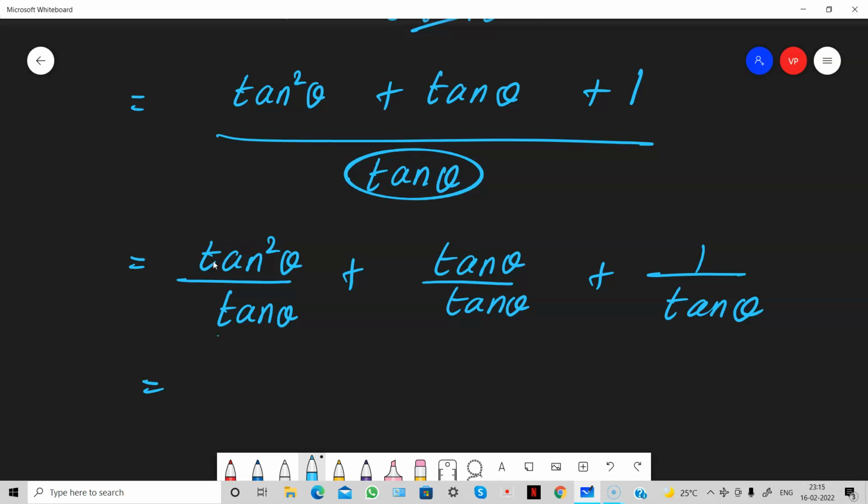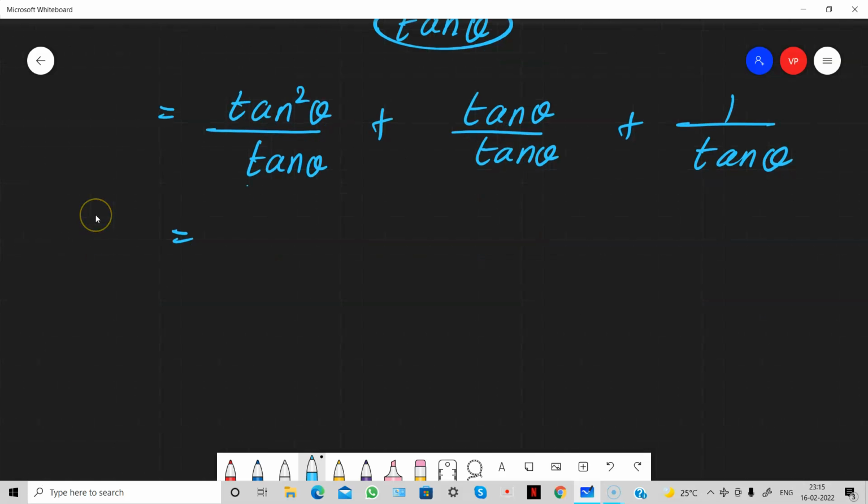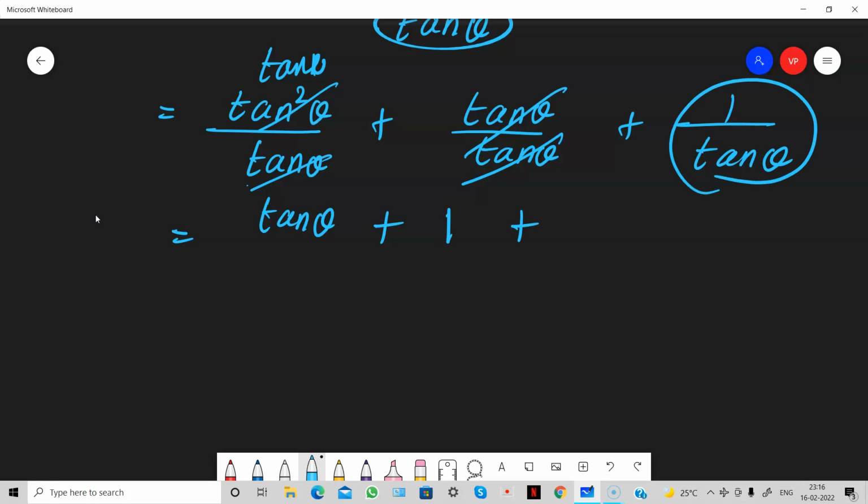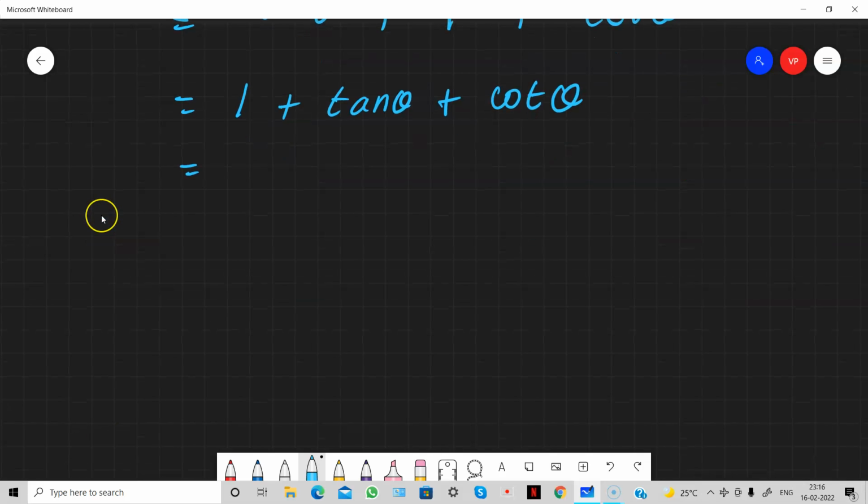So, what is our next step? You can cancel. Yes, how do you cancel? This one and this one. So, you have 1 left out. So, tan theta, right? So, we have 1 tan theta here. And if you cancel here, 1 is there. And this is 1 plus tan theta, you can write cot theta. But still now we didn't get the answer, right, students? See, 1 plus tan theta, then cot theta. So, we want the answer in terms of secant and cosecant.